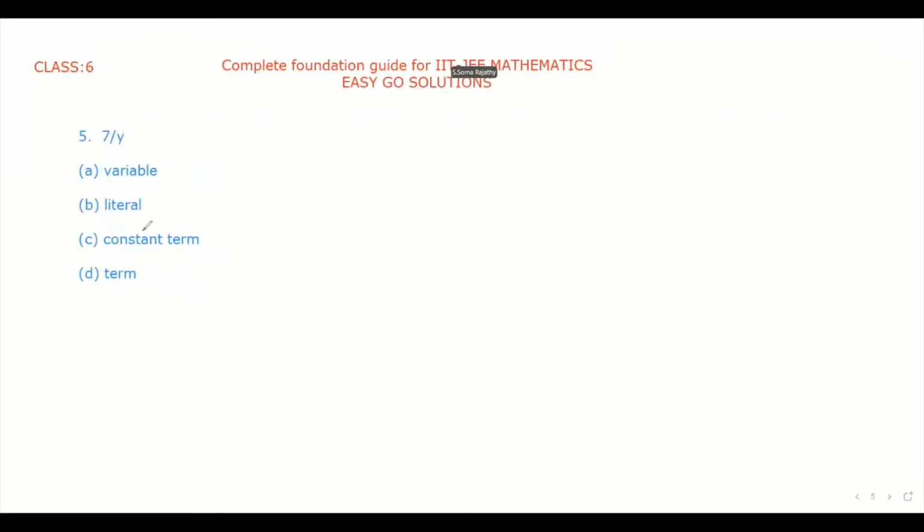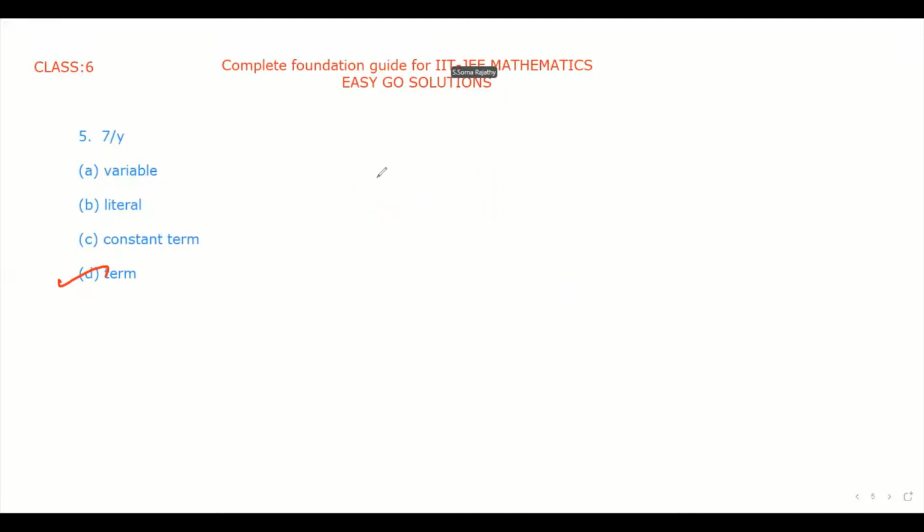Next, 7 by y. They have given the options: variable, literal, constant term, term. So 7 by y is just a term. It is not a constant term. Constant means, like in 2x plus 3, here 3 is the constant. You should not have any other variable with this 3. This is known as a constant. So you cannot take a constant term.